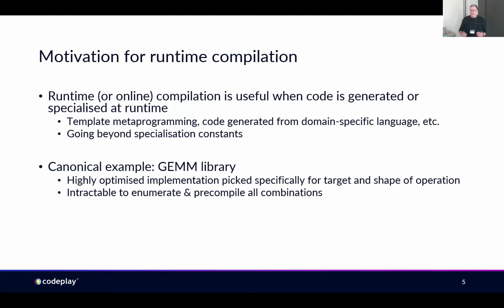Giving a concrete example, think of a GEMM library like CUTLASS or oneDNN, where you have highly optimized implementations that should be picked based on your target device and maybe even on the input shapes of the operation you want to perform. For this use case, it is intractable to enumerate and pre-compile all combinations of such a kernel.